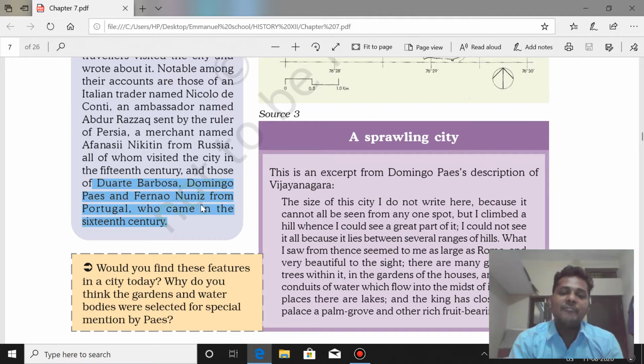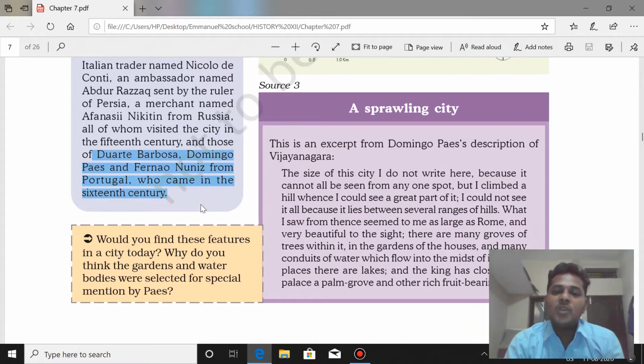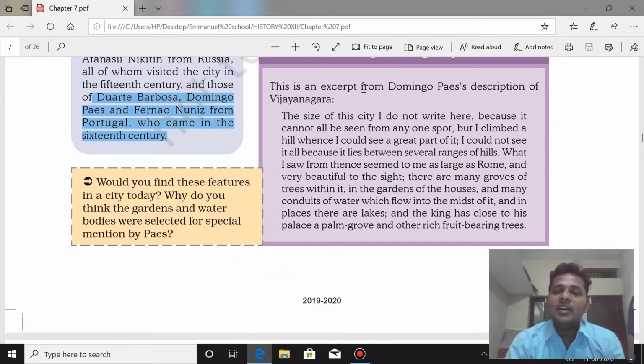Duarte Barbosa, Domenico Paes and Fernão Nunes are the people who came from Portugal in the 16th century, whereas Abdul Razak, Nicolo de Conti and Afanasy Nikitin from Russia are from different countries. So they visited Vijayanagara Empire. In total 6 travelers came and recorded their own experience in the form of accounts. Source 3, a sprawling city, a very well developed city, written by Domenico Paes.